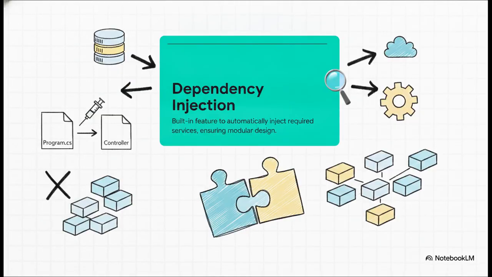Another massive architectural upgrade here is dependency injection, or DI, which is now baked natively into the framework. This is a game changer for keeping your code modular and testable. Instead of a controller having to manually create its own database service, which creates really rigid, brittle code, Program.cs simply injects that required service straight into the controller. Need to change how that service works later? You literally only have to update it in one single place.